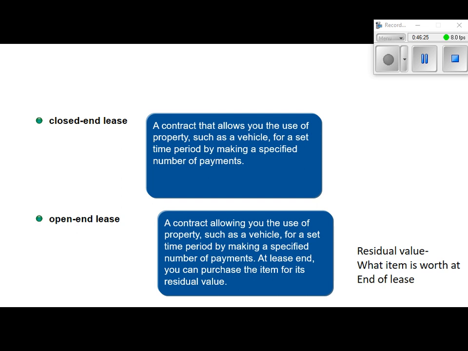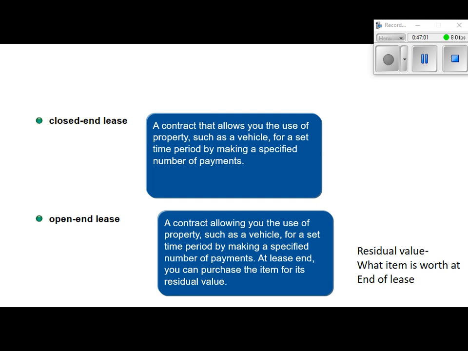A closed-end lease, you make the payments, at the end of it, you take the car back, and it's the dealership's car. There's probably going to be something in the contract dealing with mileage. You're only allowed so many miles per year. You're only allowed so much damage. You'll have to read the fine print to see what it says. If it's just minor damage, that's one thing. If you tear the front bumper off, they're probably going to charge you for it.